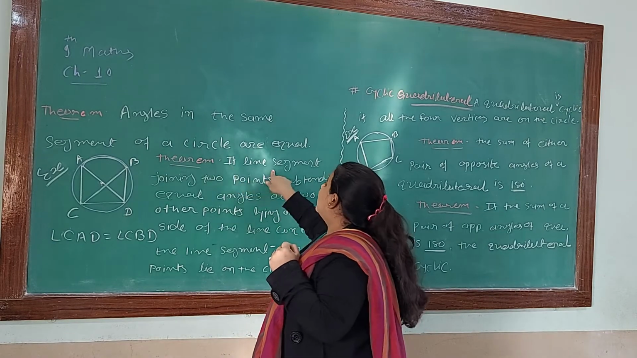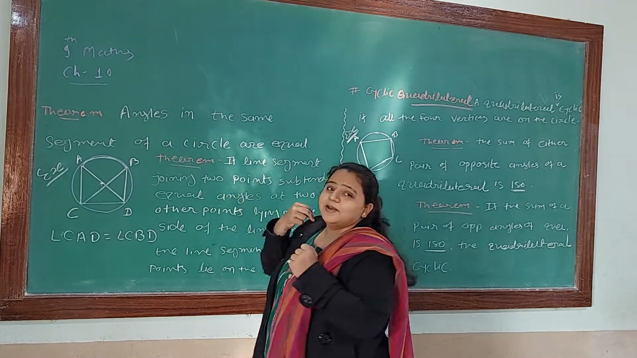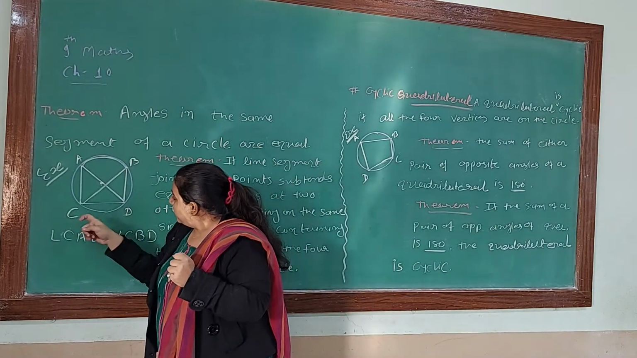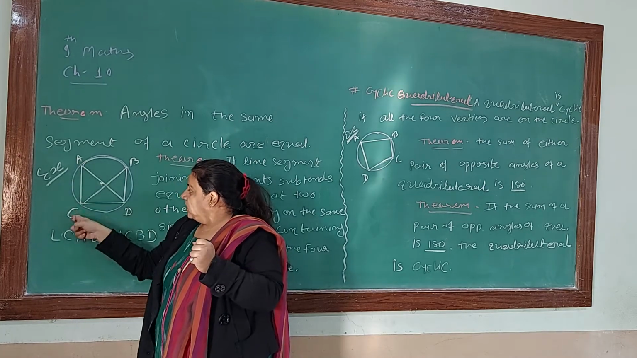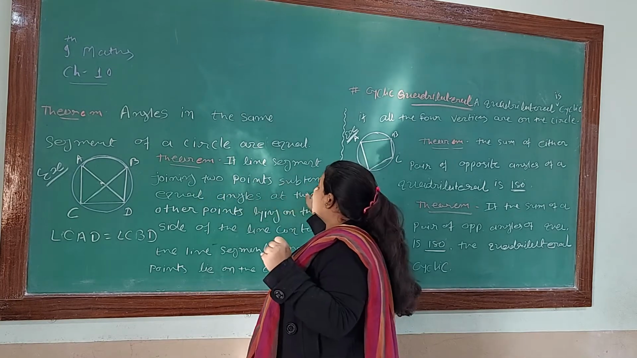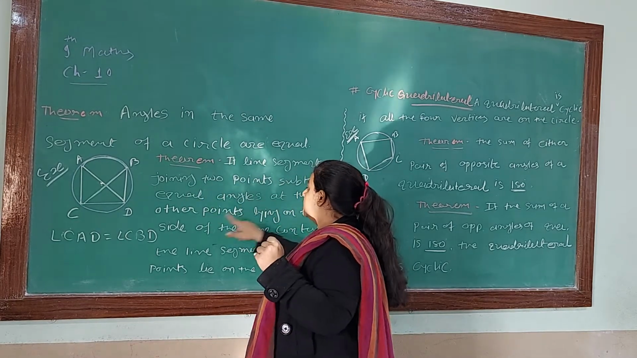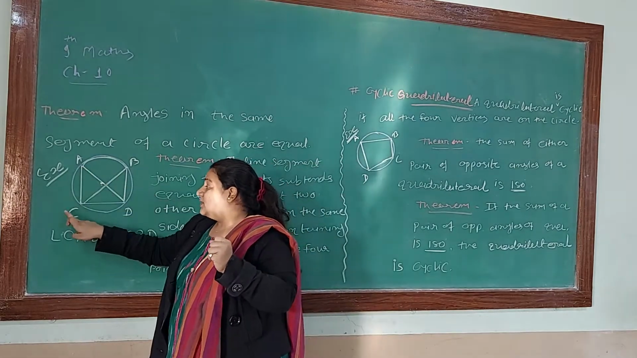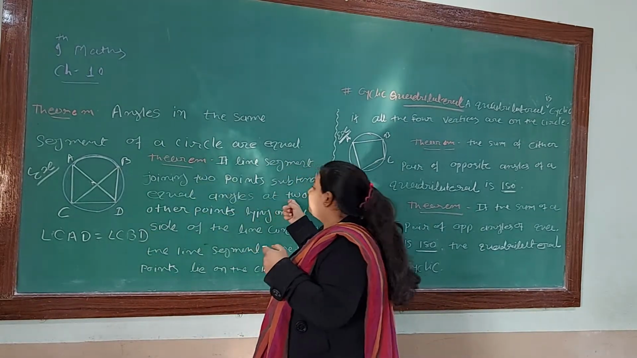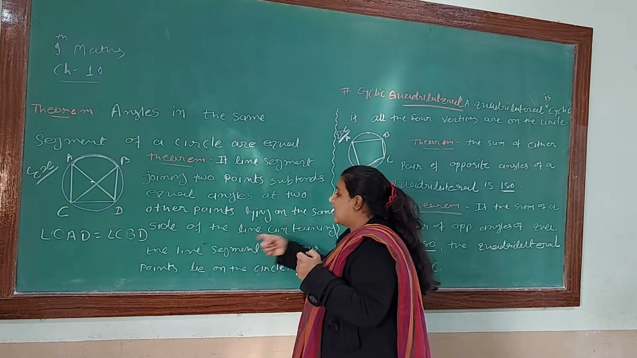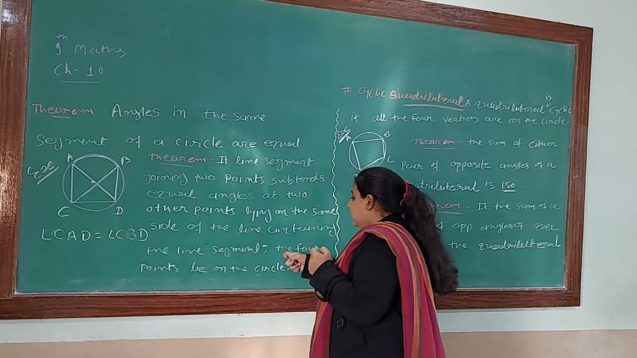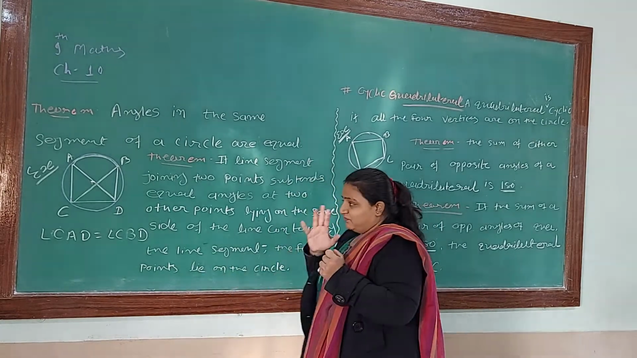Second, if a line segment joins 2 points, let us consider line segment A and C, AC, right? If a line segment joining 2 points subtends equal angles at two other points, they will subtend another two angles at different points. And if the 2 points lie on the same side of the line containing the line segment, the 4 points lie on the circle. That means what?